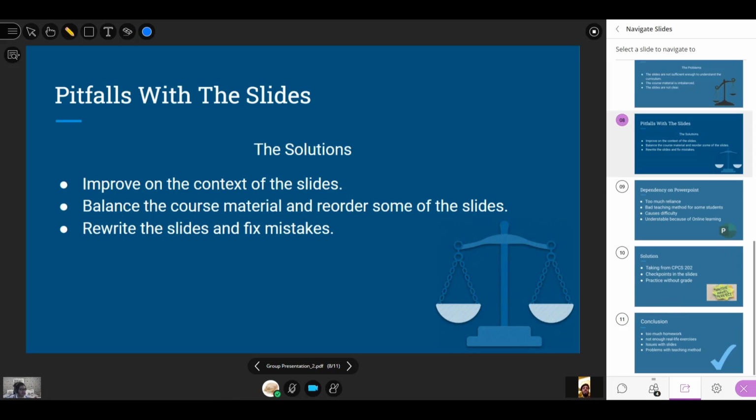So the solutions for these pitfalls are, first, to improve the context of the slides and change up the course material to make it better and to make students better understand the course. The second solution is to balance the course and reorder some of the slides. The slides need to be reordered to have some math and some conversions in between all the theoretical ideas. And the third solution is to rewrite the slides and fix the mistakes and typos in them.